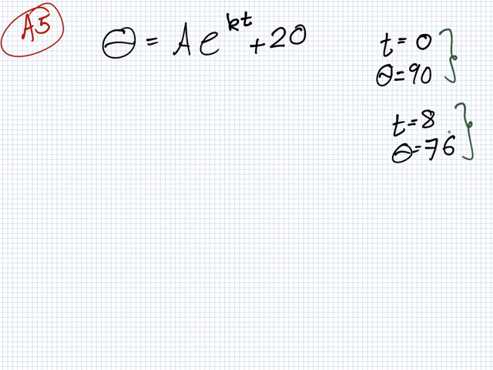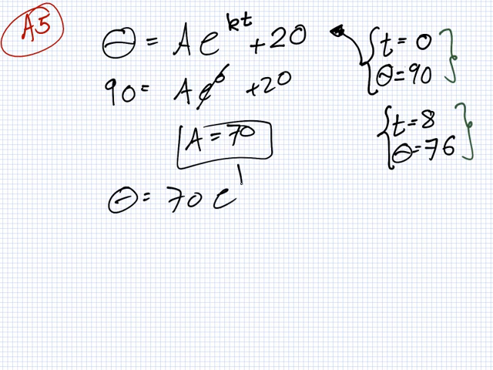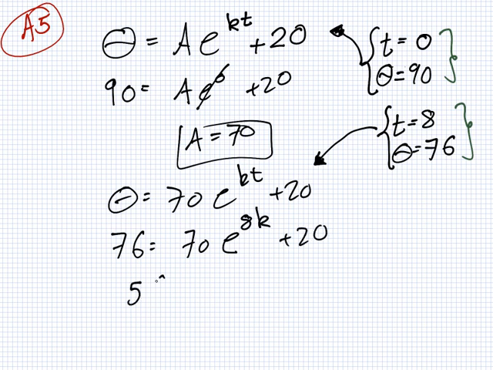So, you're told in the question that at the beginning, when the time is 0, the temperature is 90. And then you're also told 8 minutes later, the temperature is 76. So, using this first, I think will be easier. You can say 90 equals Ae^0, which is 1, plus 20. So clearly A is 70. So now you have theta equals 70e^(kt) plus 20. And if we put the second value in, we can get 76 equals 70e^(8k) plus 20. So 56 equals 70e^(8k).